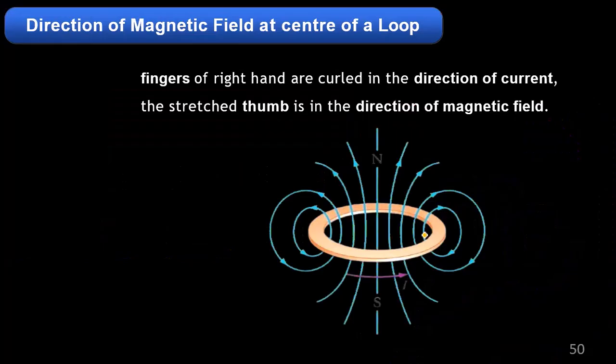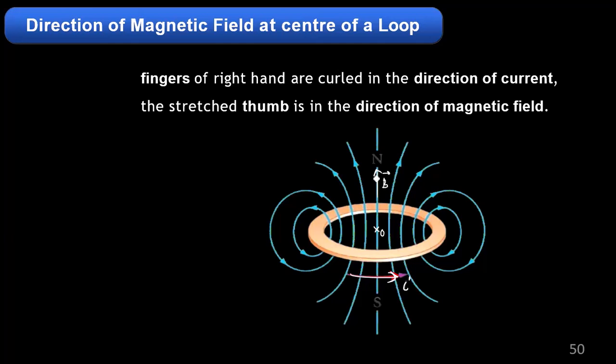For that, first of all, I have to calculate the direction. Let us say along a loop, the current is flowing in this direction. You have to curl the fingers of the right hand along the direction of the current, and your thumb will give the direction of the magnetic field. If I curl my right-hand fingers along this direction of current flow, my thumb will point upward. So upward is the direction of the magnetic field. At the center of the loop, it should be simply a vertical line, but if I move away from the center, the lines will be curved.